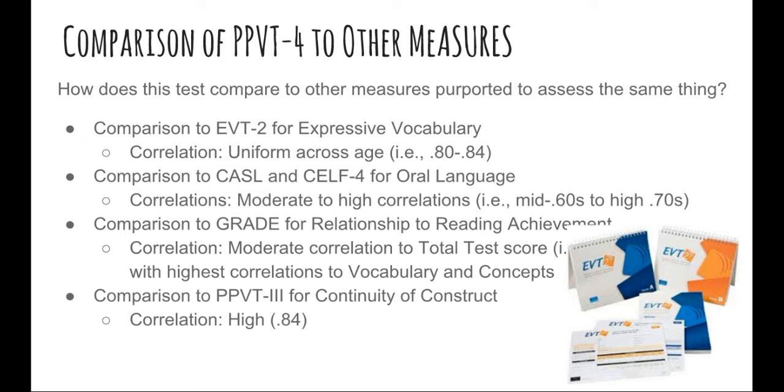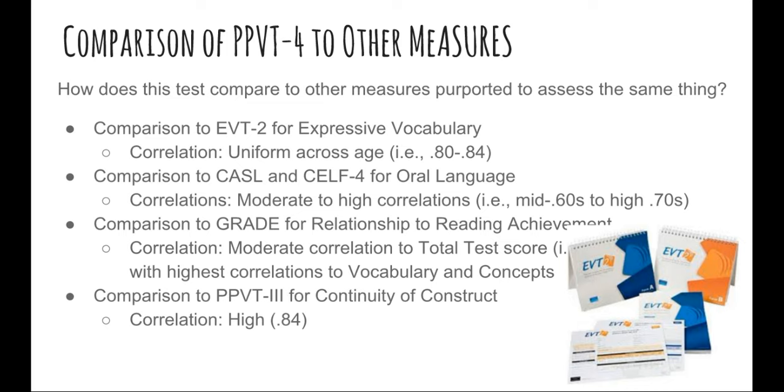To assess the relationship between PPVT-4 scores and reading achievement, the test creators compared it to the GRADE. The overall pattern reinforces that vocabulary plays a central role in reading comprehension, as the total score correlation is moderate, and the vocabulary and concept scores correlate moderately strongly with the PPVT scores.